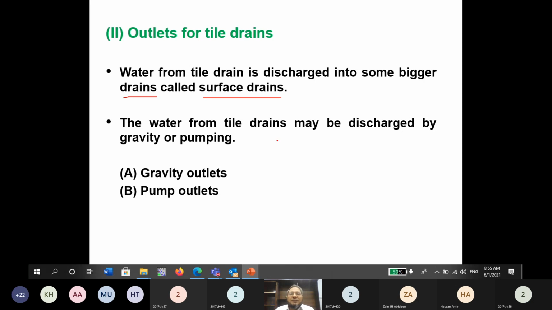The water from the drain may be discharged by gravity or by pumping. It depends on the level of the outfall of the main tile drain. If it is higher than the water surface in the drain, then of course we can provide a gravity outlet. And if the outfall point of the tile drain is lower than the water surface in the surface drain, then we have to provide a pump outlet.